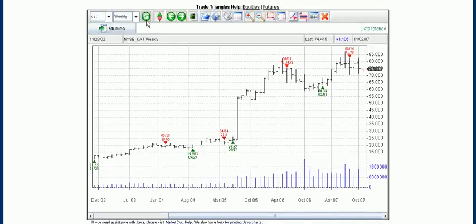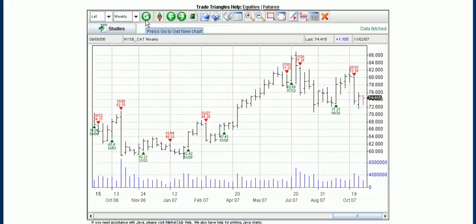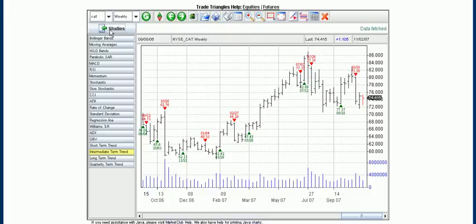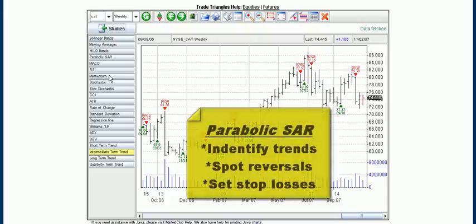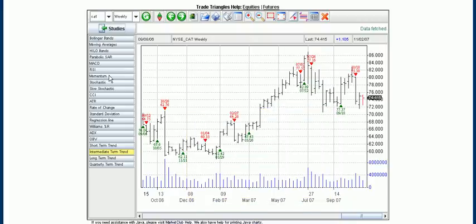And our weekly. And as you're sitting around next time and you're pondering where to place your stops, consider using the parabolic SAR. It's in the studies. It's great to use multiple technical indicators in conjunction with each other, in conjunction with the triangles, to help place those stop losses, determine entry and exit points, and get the most out of your trading.